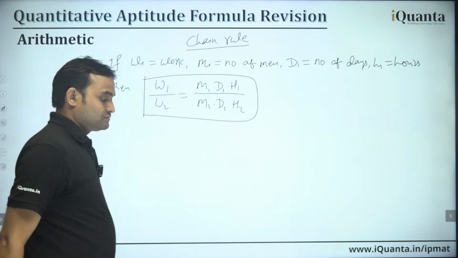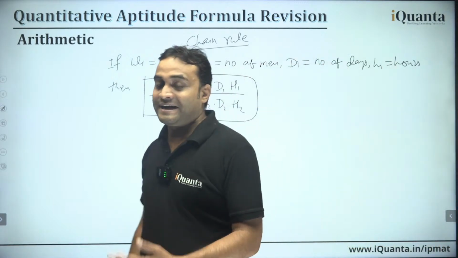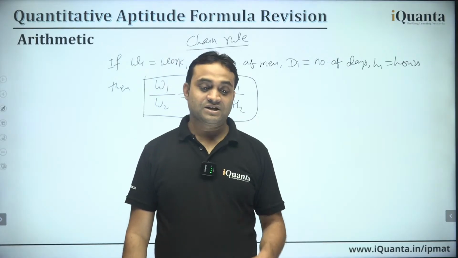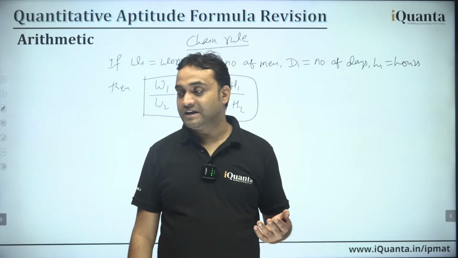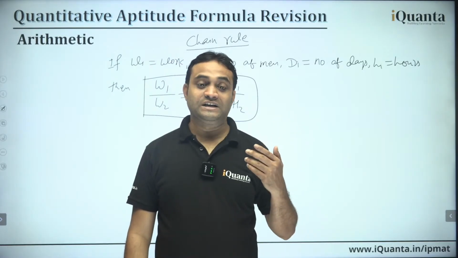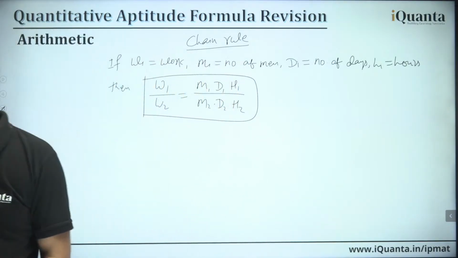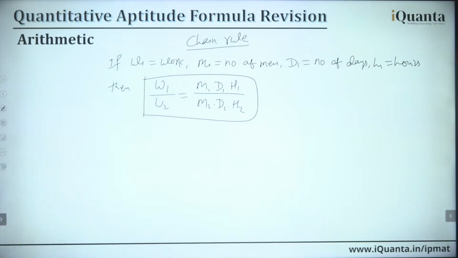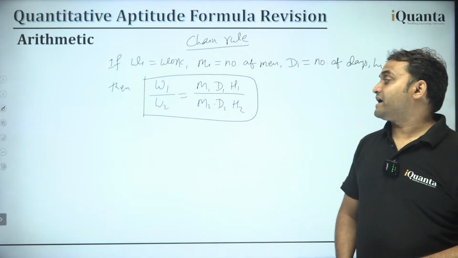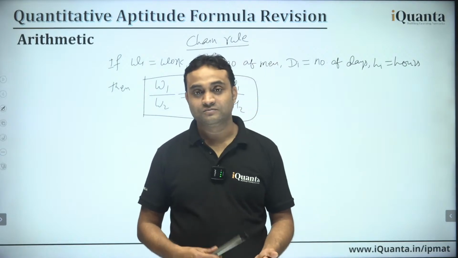You must have seen these types of questions: 10 persons working 10 days, 10 hours per day can complete a work. Then 20 persons working 25 days, working how many hours will complete triple of that work. In those kinds of situations, you can use this formula directly. W1 by W2 is equal to M1 into D1 into H1 divided by M2 into D2 into H2. Clear now?